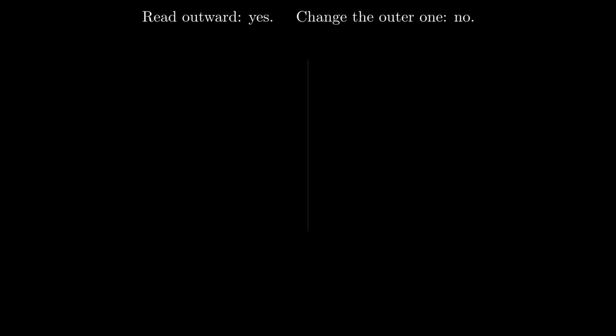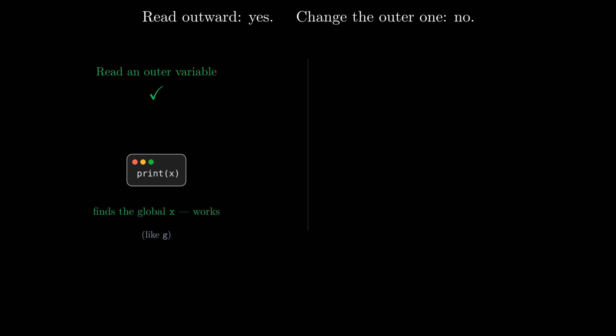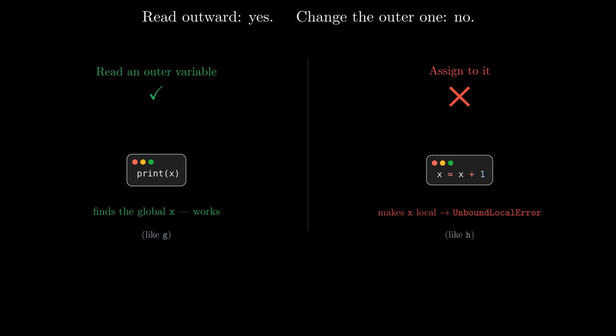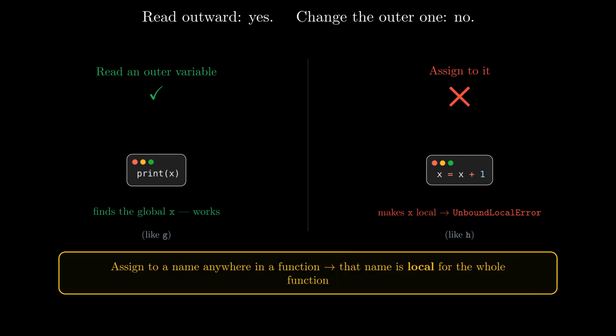So here's the lesson. You can read a variable from an outer scope. Python searches outward to find it, but you cannot change a variable outside your own scope just by assigning to it. The moment you assign to a name anywhere in a function, Python treats that name as local for the whole function, and reading it before you've set it fails. The middle example only read a variable and added 1 for printing. It never assigned, so it worked. And this isn't special to the name x. Writing z is set to z plus 1 inside h would fail exactly the same way. z would be local, used before it was ever assigned.